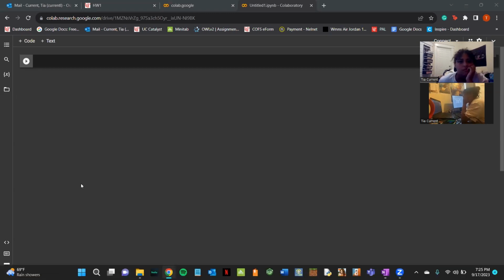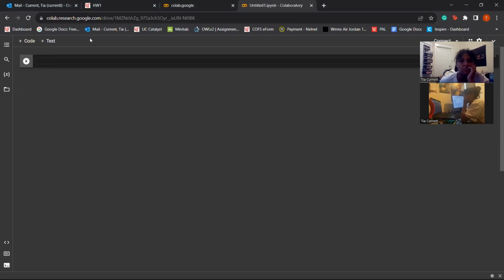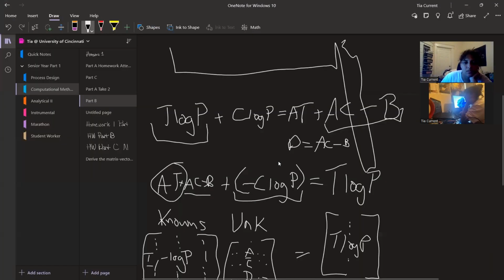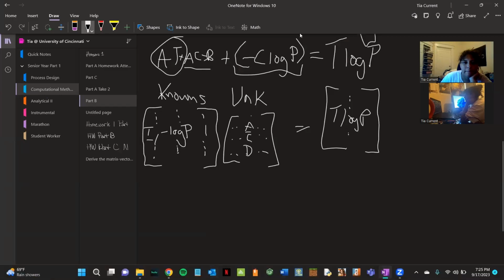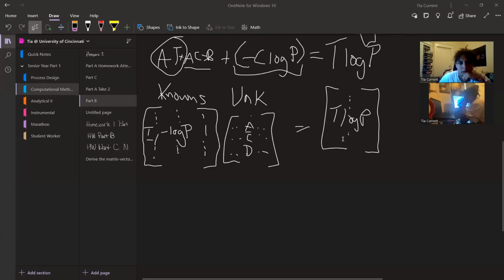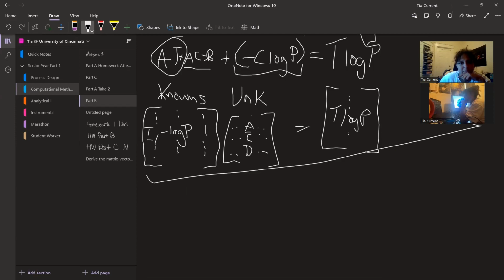Now what we have to do is break this up into 3 parts. Also, I forgot to label this. This is my design matrix right here, that I'm going to be setting up in Colaboratory.